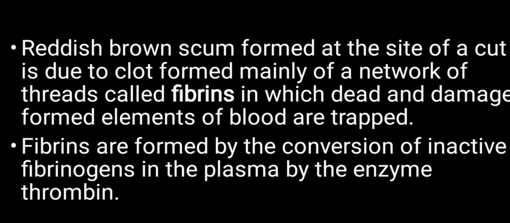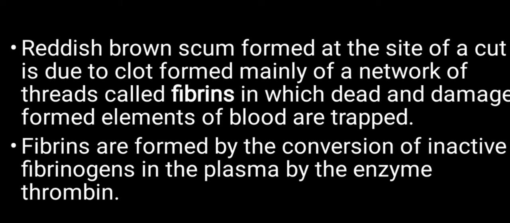A reddish brown scum is formed at the site of an injury, and this is called a clot. And this clot is formed mainly of a network of threads called fibrins, as we said just now, in which the dead and damaged formed elements of the blood are trapped.